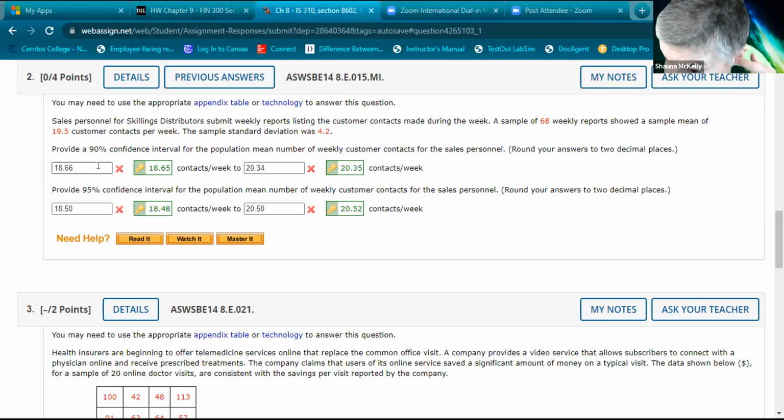You're gonna use S in place of sigma. So S is 4.2. X bar is 19.5 and n is 68. You calculate it for 90. If I use a Z, I get 18.662.